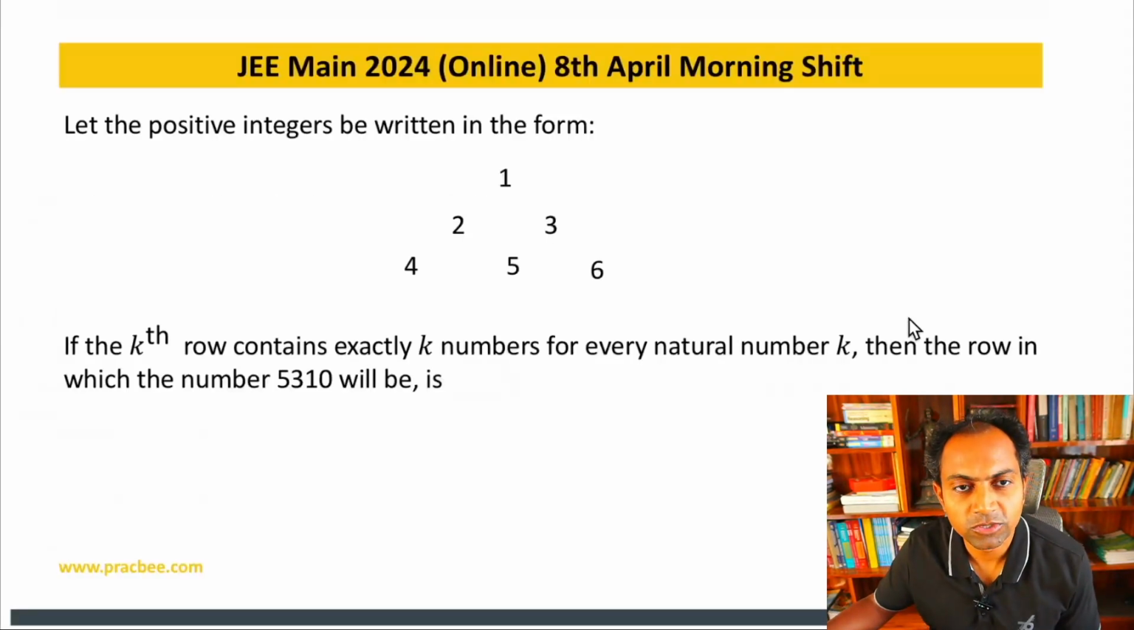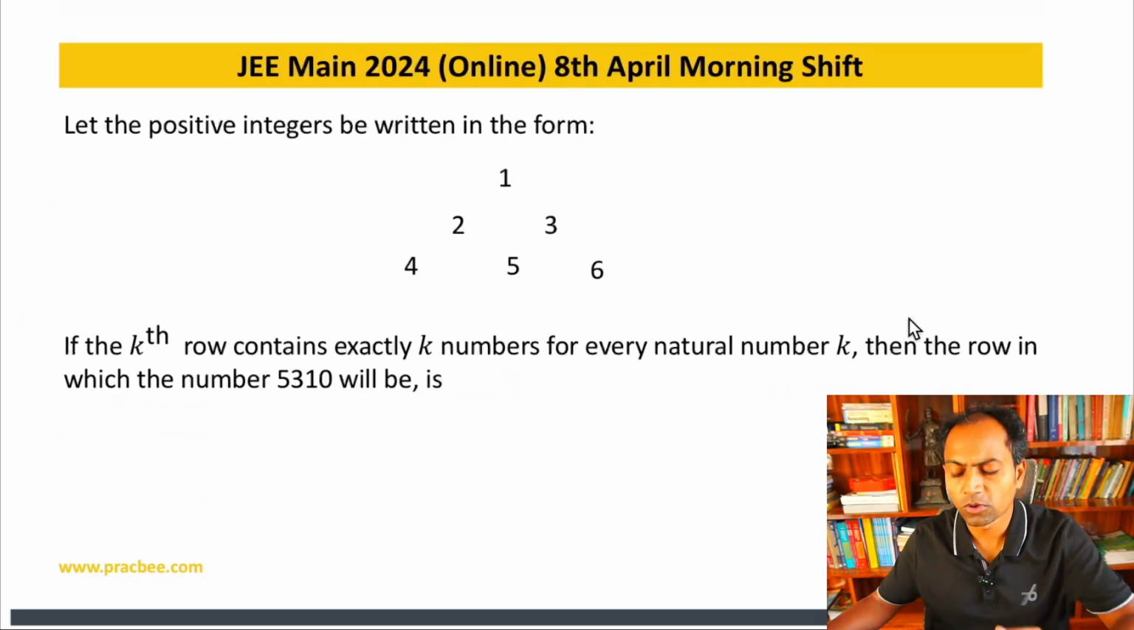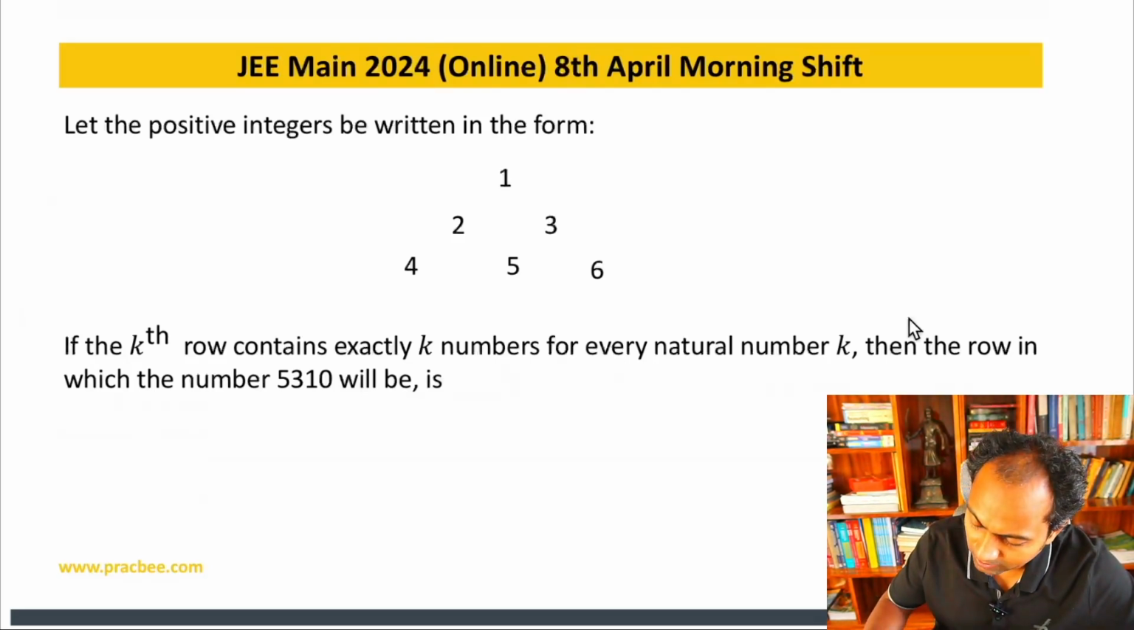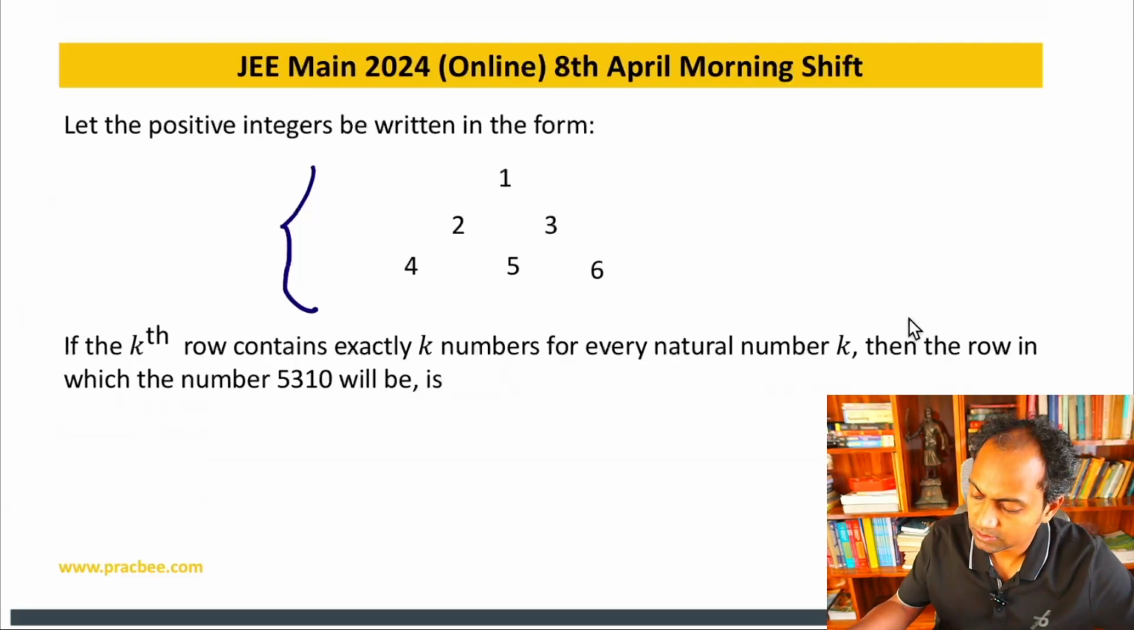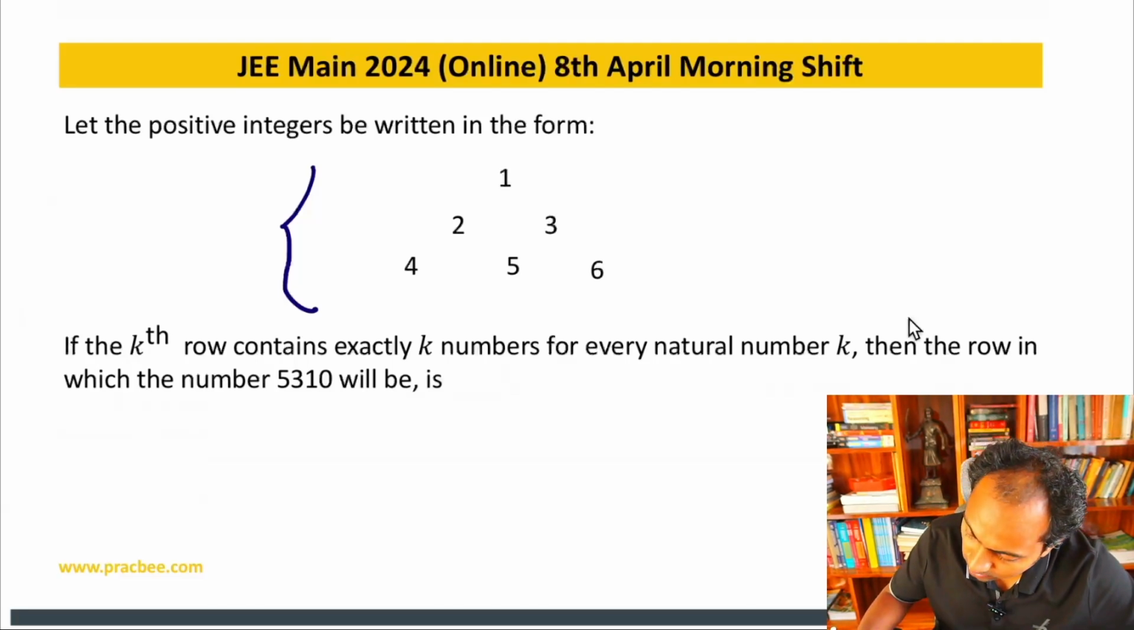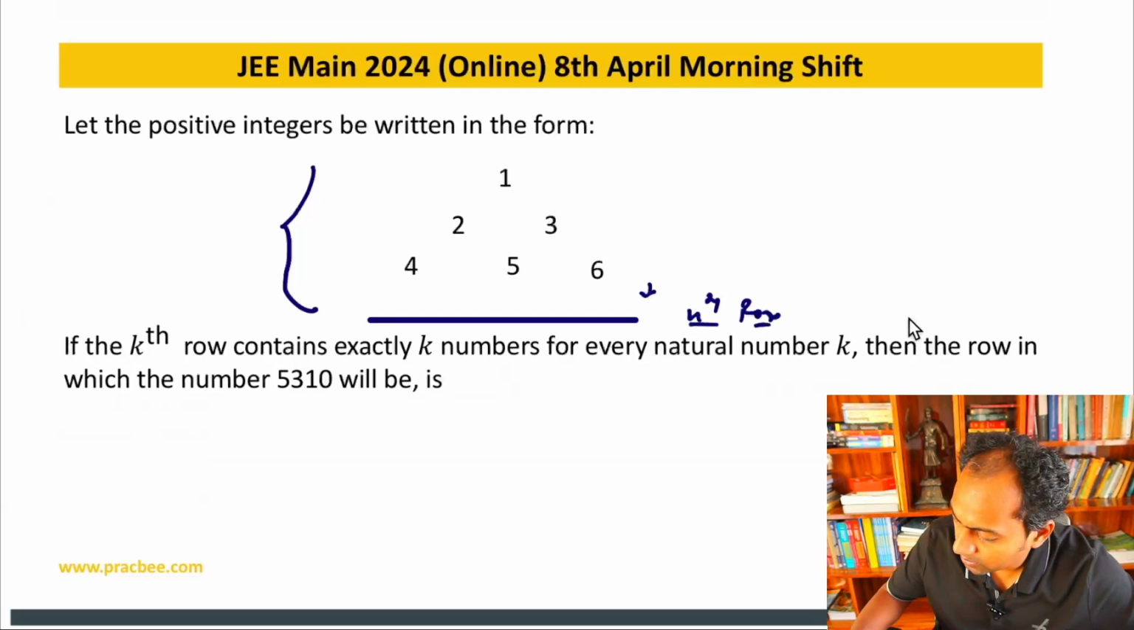Now if I look into this 2024 question, the question talks about a mountain kind of structure wherein every row you can see that one element increases. So if I go till the kth row, you can see that there will be k elements in the kth row. This is what is given in the question. This is not something that I am telling you.